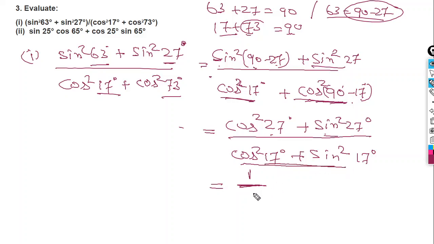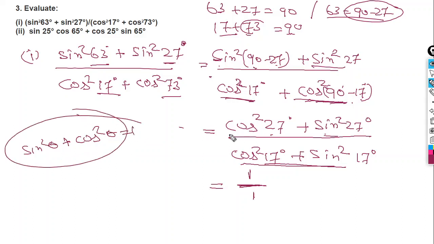We have a formula, if you remember: sin square theta plus cos square theta equals 1. This is what both the numerator and denominator are. Now 1 by 1 is equal to 1. So this is your answer for I. Now we will move to II. We will clear it out.